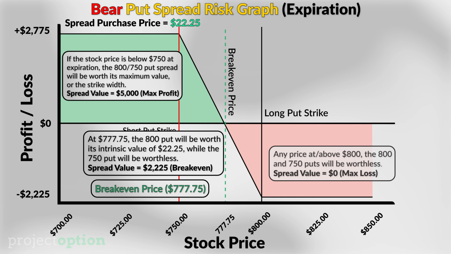And of course, the worst case scenario is that the stock price is above both put strikes at expiration, in which case both options will have no intrinsic value and simply expire worthless. In that scenario, I'd end up having a worthless spread that I paid $2,225 for in the beginning, leaving me with, unfortunately, a 100% loss on the position.